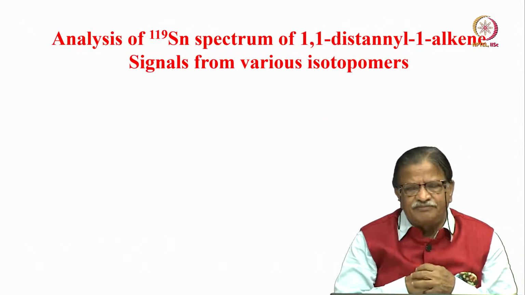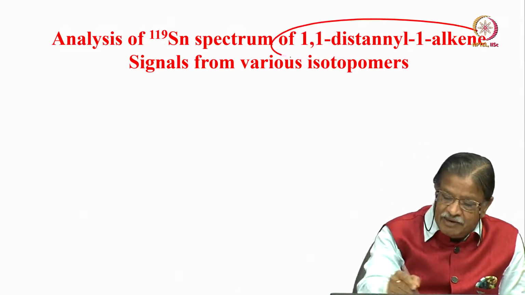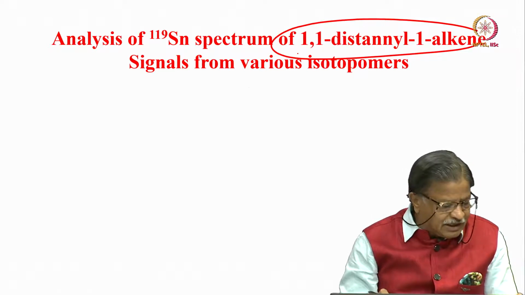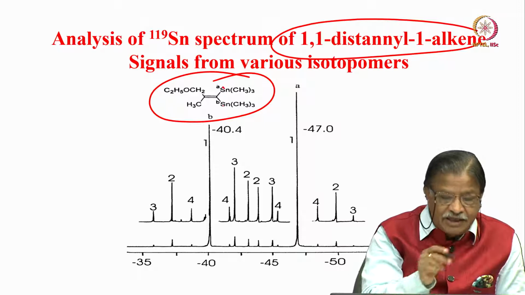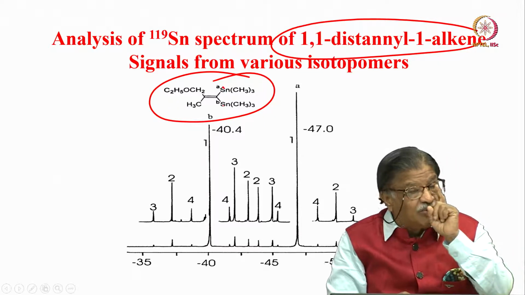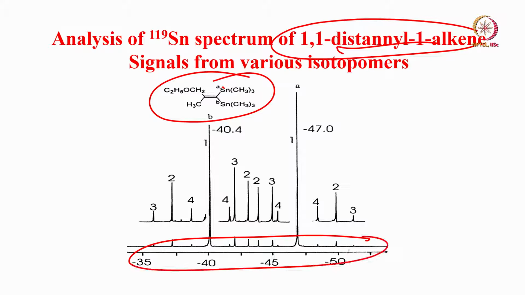We will start with analysis of the spectrum of a molecule like this. The name is like this, and its structure is very simple. There are only 2 tins present here. I am looking at the tin 119 NMR. Remember, I am looking at tin 119 NMR of this molecule, and this is the complex spectrum you have got, and these regions are expanded here. A vertical expansion is given to make the lines very clearly visible. Now we have to analyze this.